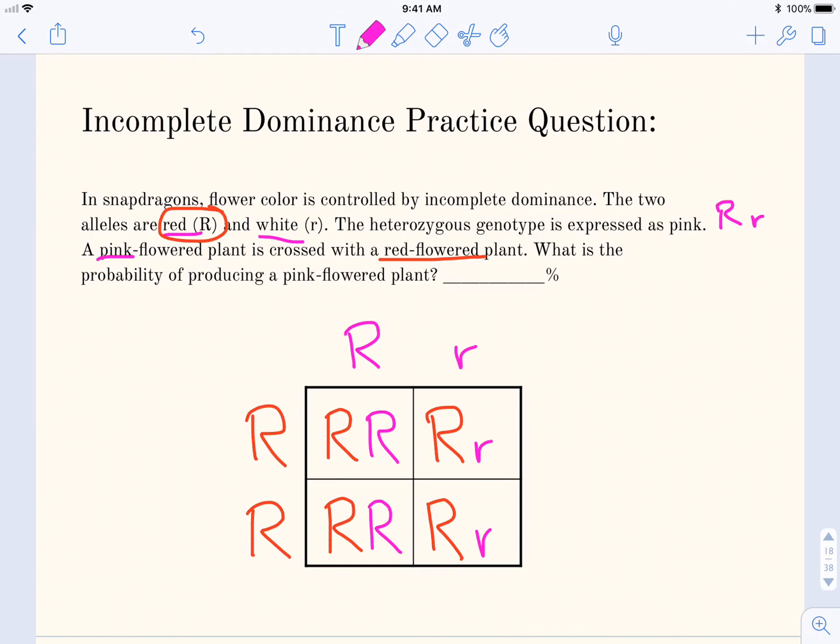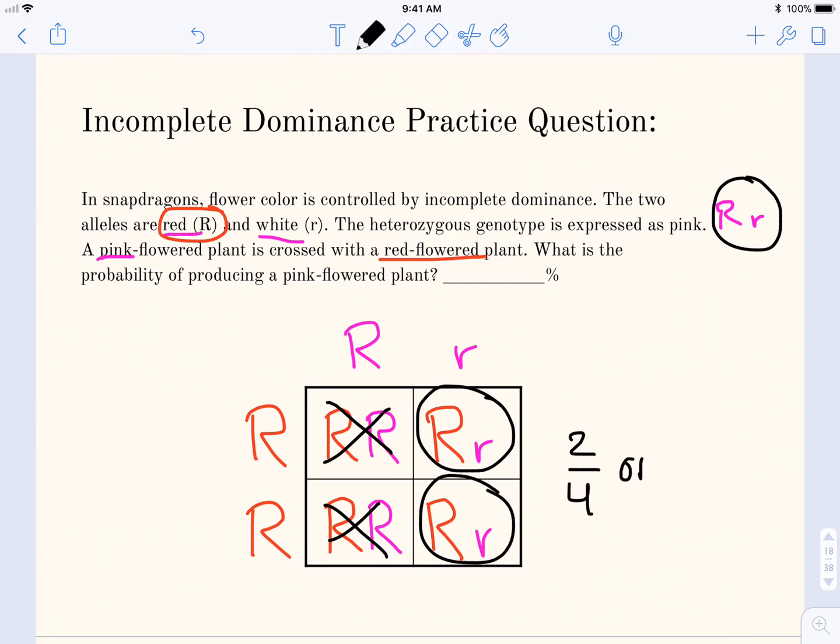Okay, now we have our Punnett square. So now we're answering the question, what are the chances of having a pink flowered plant? So how many boxes are showing a big R, little r? So not this one, not this one, this one, and this one. So the answer is going to be 2 out of 4, or since it's asking for percentage, 50%. And that is going to be the correct answer for this question.